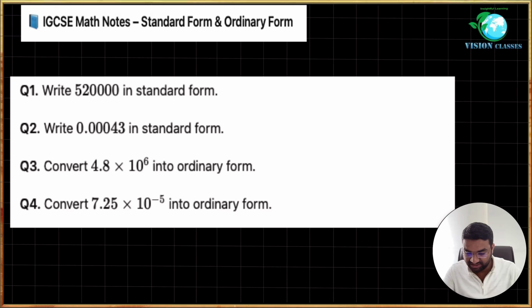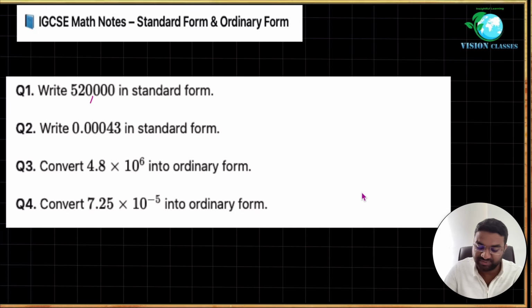So here the first question is 520,000. We have to write it in standard form. So we have a decimal place here. Move it to the left, which means 1, 2, 3, 4, 5. Fine. So it's 5.2 times 10 to the power of 5. That's it. Okay. This is in standard form.